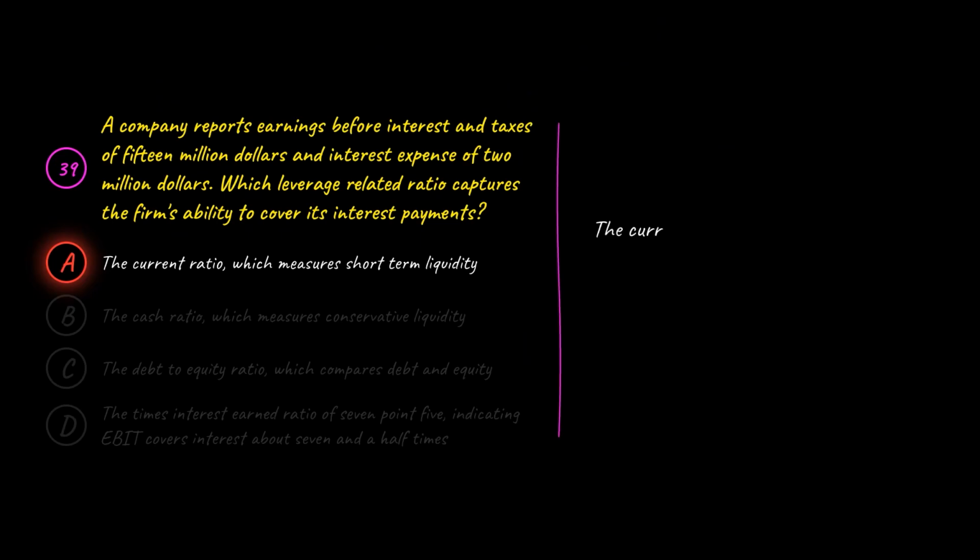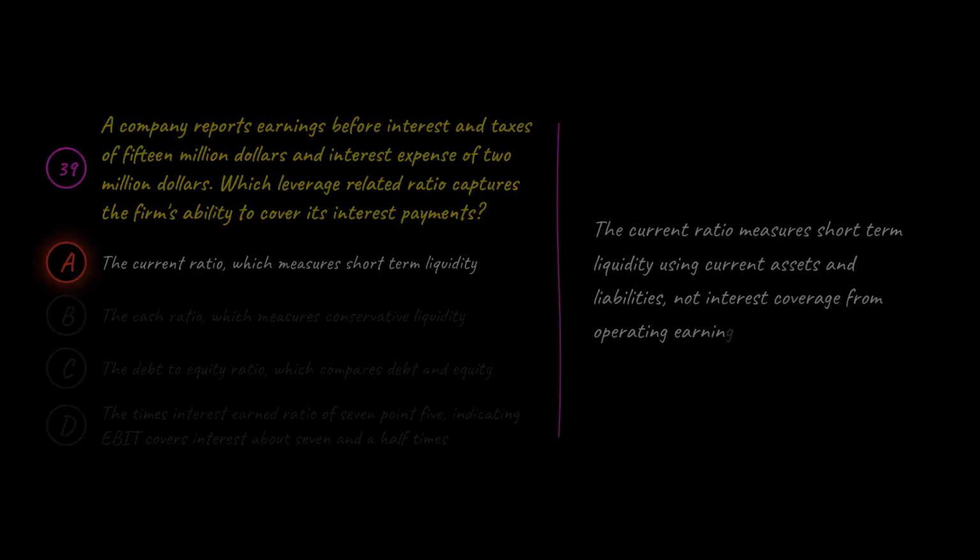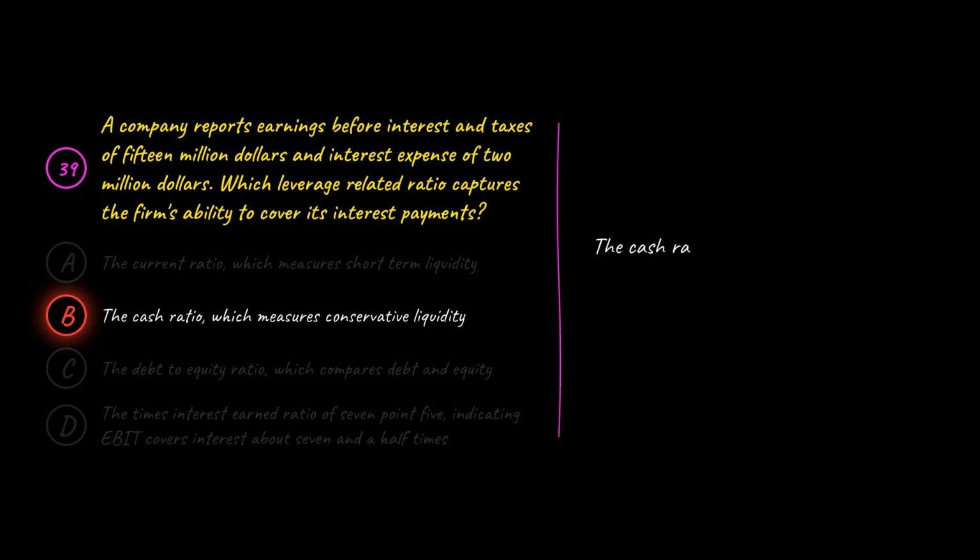A is wrong because the current ratio measures short-term liquidity using current assets and liabilities, not interest coverage from operating earnings. B is wrong because the cash ratio uses cash and current liabilities and does not measure interest coverage.